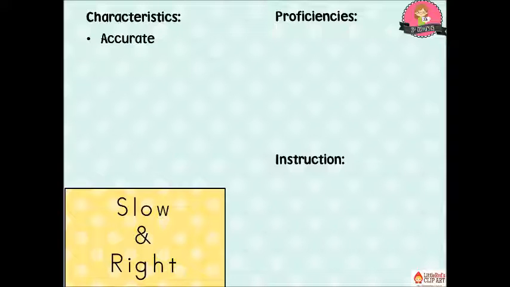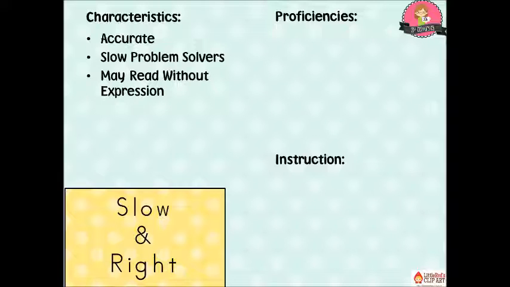A slow and right reader is accurate. They're right, so it means they're reading at a 95% accuracy or higher on a grade level text. They're also problem solvers, but their problem solving comes slowly. They may not be sure which strategy to choose to attack a new word, or they may take longer to think through how to call the next word or solve the next word.